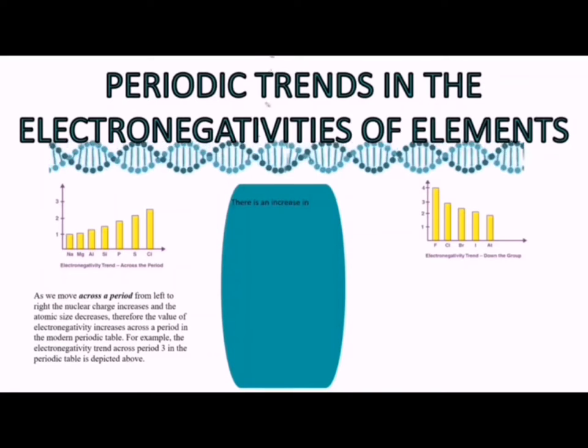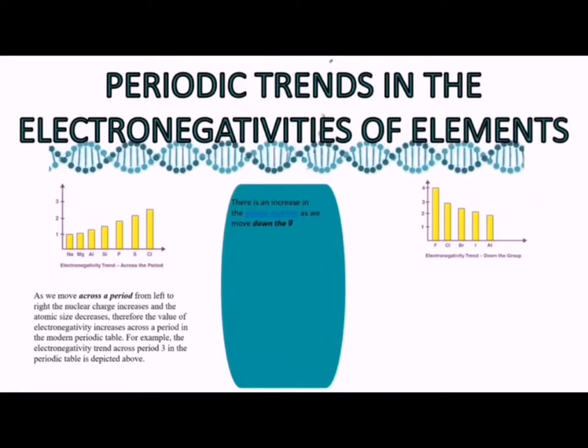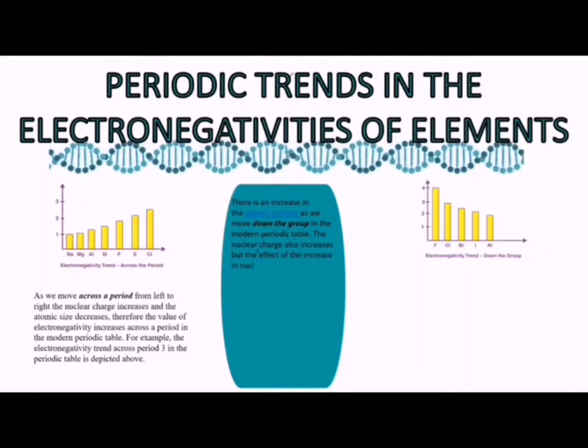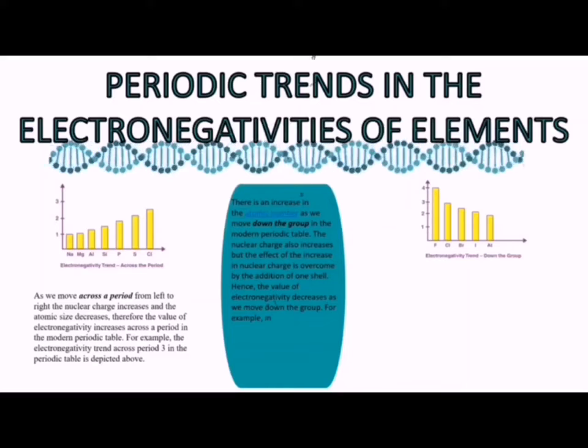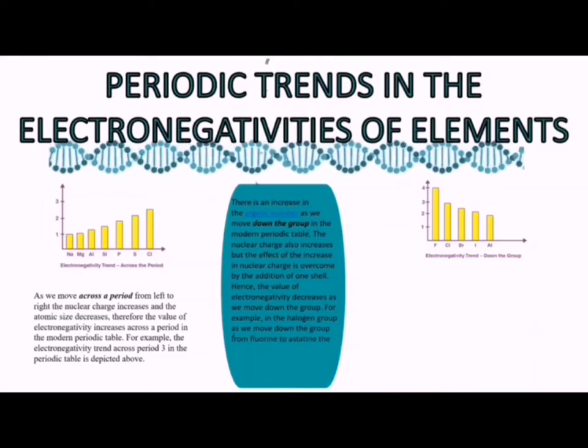There is an increase in the atomic number as we move down the group in the modern periodic table. The nuclear charge also increases, but the effect of the increase in nuclear charge is overcome by the addition of one shell. Hence, the value of electronegativity decreases as we move down the group. For example, in the halogen group, as we move down from fluorine to astatine, the electronegativity value decreases, and it is shown in the diagram beside.